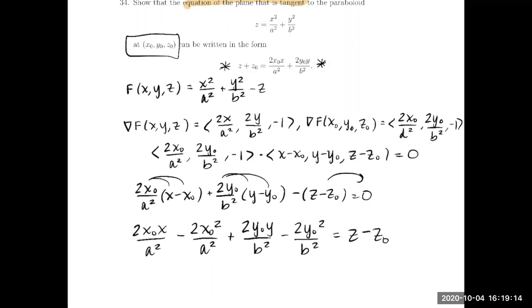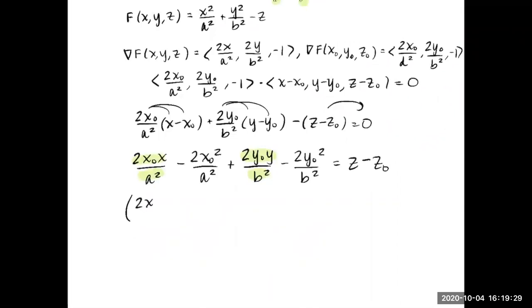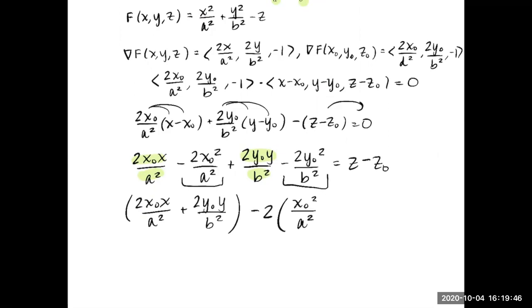So when I'm looking up top here, I see that I want to include these two mixed terms, which I see here and here. So those terms are fine. Let me kind of group them together out front. 2x0 x over a squared plus 2y0 y over b squared. I want those to remain. So now let's take a look at these other pieces. I'm going to factor a -2 out, and that's going to leave me with x0 squared over a squared plus y0 squared over b squared. And then of course I still have my right-hand side of z minus z0.